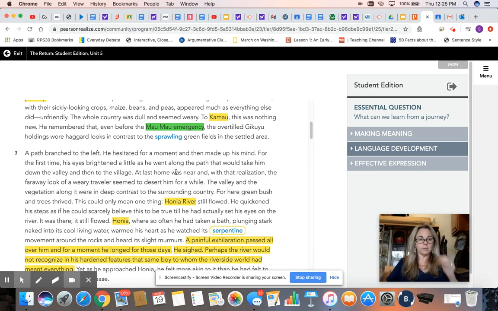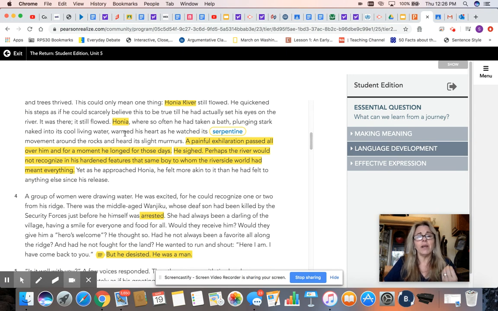For example, this character talks about the river. Not an accident, not even a little. So this river is clearly an important part of his childhood. Notice how long he talks about it. And he was so excited that it still flows. He couldn't believe his eyes, but there it was. He could remember bathing in it when he was a child. He has very warm feelings. He even says that it warmed his heart as he watched its serpentine movement. So do you notice a word here? Like, do you see a word that maybe you recognize?